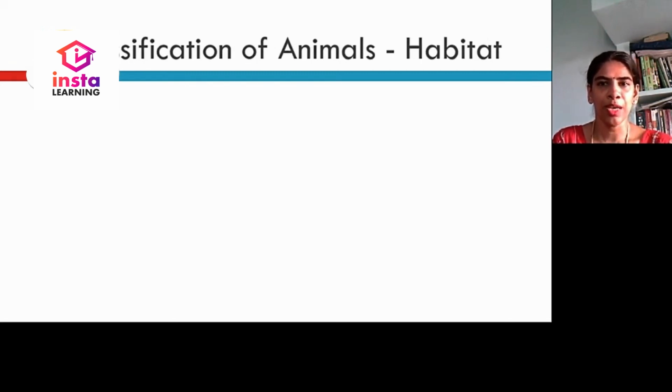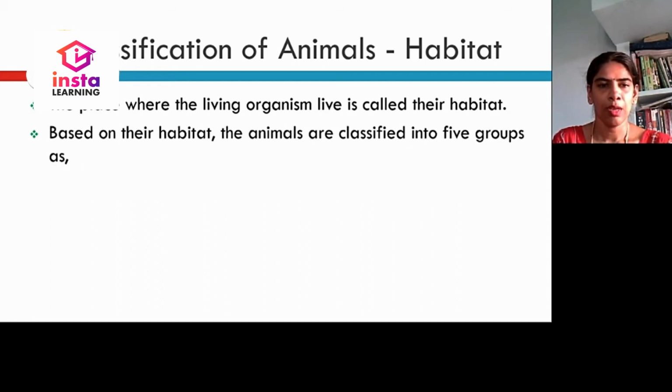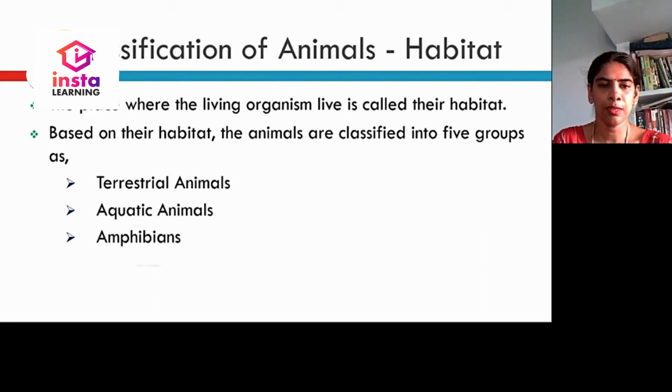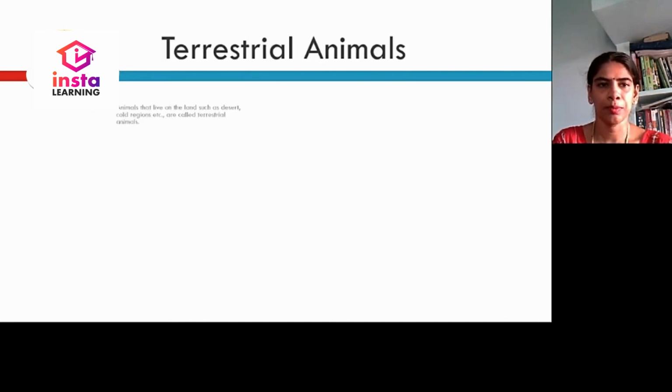Animals are classified based on their habitat. Let us discuss these classifications. The place where the living organisms live is called their habitat. Based on their habitat, the animals are classified into 5 groups as terrestrial animals, aquatic animals, amphibians, arboreal animals, and aerial animals. Let us now learn about the terrestrial animals.